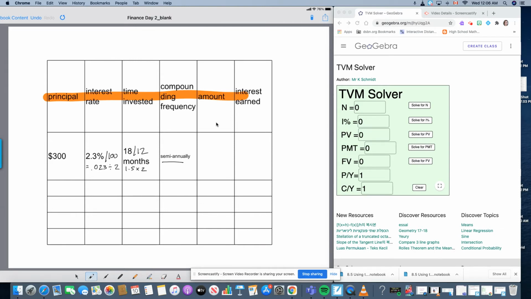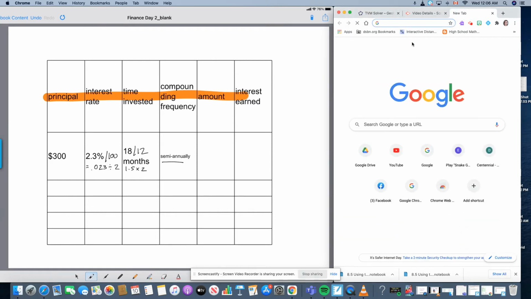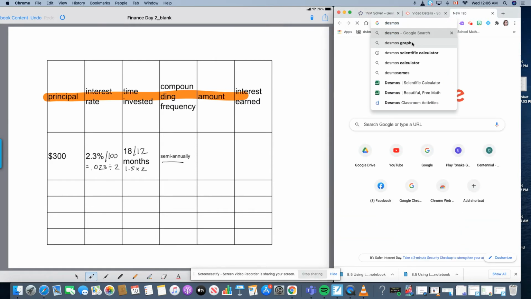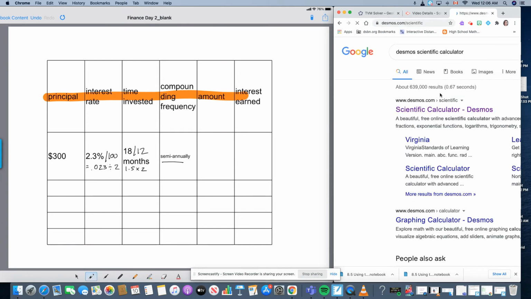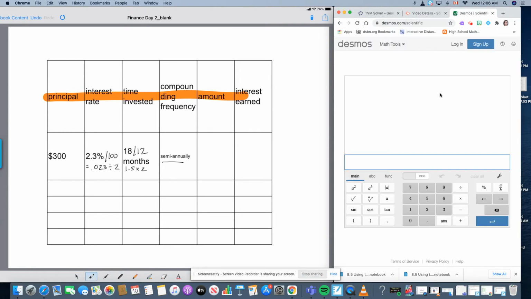Something I do want you to keep in mind is that I want you to be using this Desmos scientific calculator when you do these. It's going to make your life 1,000,000% easier. I know you can do this on your phone, but it gets complicated putting it in the calculator with your brackets, and you're going to run into problems later on. So use this Desmos scientific calculator to make sure you are doing things correctly.